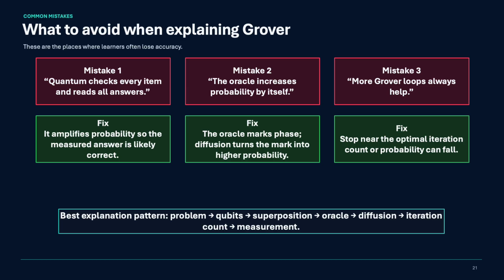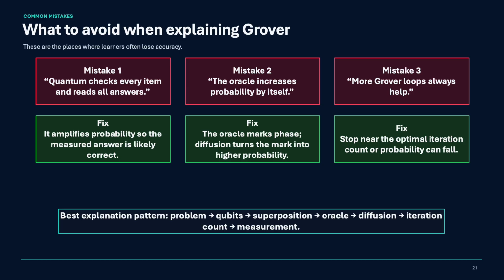Common mistakes. Before Maya leaves, the librarian gives her three warnings. First, never say the quantum computer checks every answer and then simply reads all of them. Quantum mechanics does not allow us to measure a superposition and receive every stored possibility. Grover works by manipulating amplitude so that one useful answer becomes more likely.